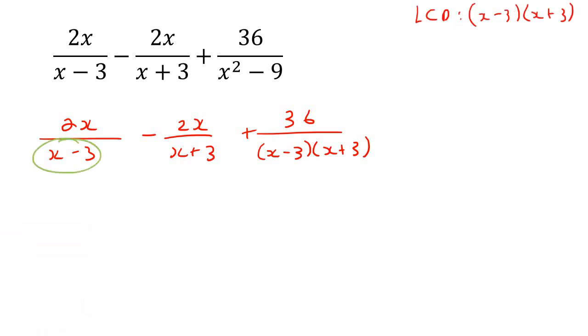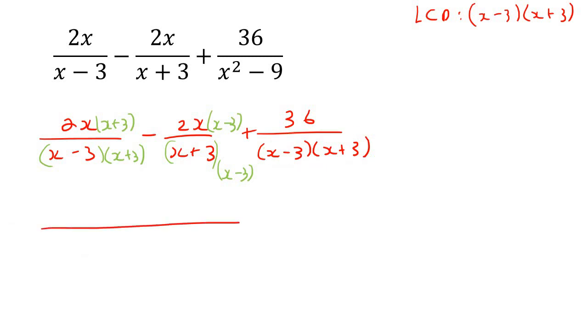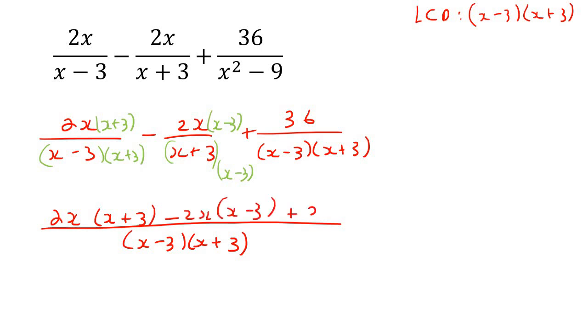And so that means that this one still needs x add 3, but what you do to the bottom, you must do to the top. This one still needs x take away 3. What you do to the bottom, you must do to the top. And then this one doesn't need anything. And so now we can just put the common denominator as x take away 3, and then x add 3. And then let's just write what we have so long.